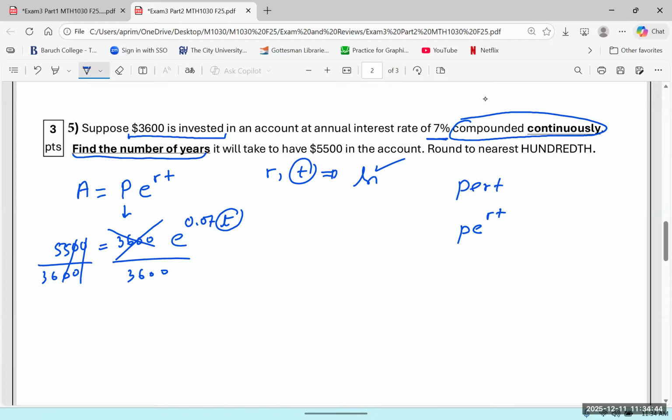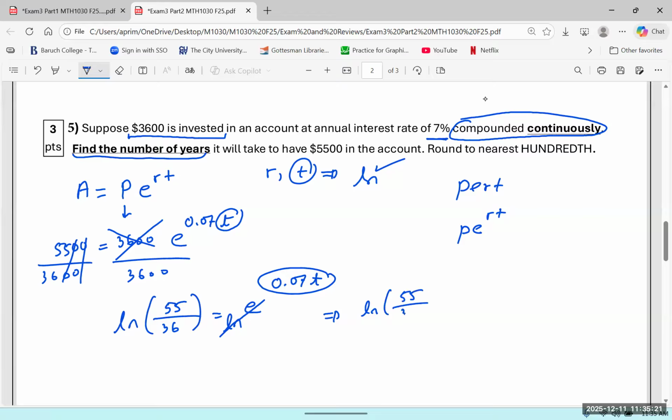And then you can cancel the double zeros. So we have 55 over 36 equals e to the 0.07t. Now we want to bring this down because it is in the exponent. So we invoke the ln. We cannot use log, because only ln and e are opposites of one another. Log and e are not opposites. So when you apply ln, they cancel out, but you have to apply ln to both sides. So you get ln of 55 over 36 equals 0.07t.